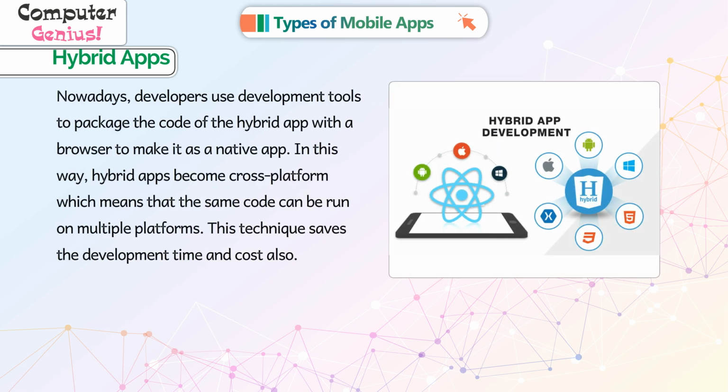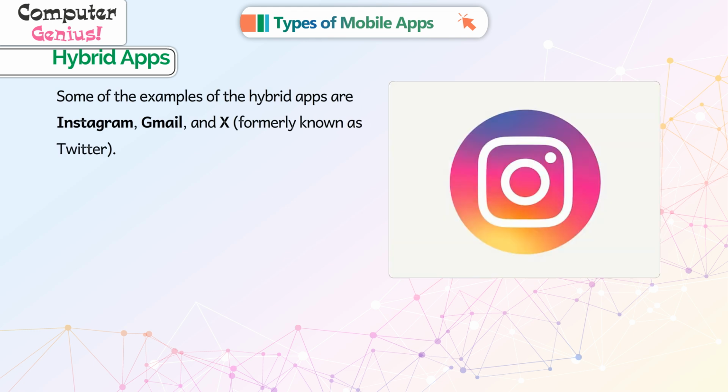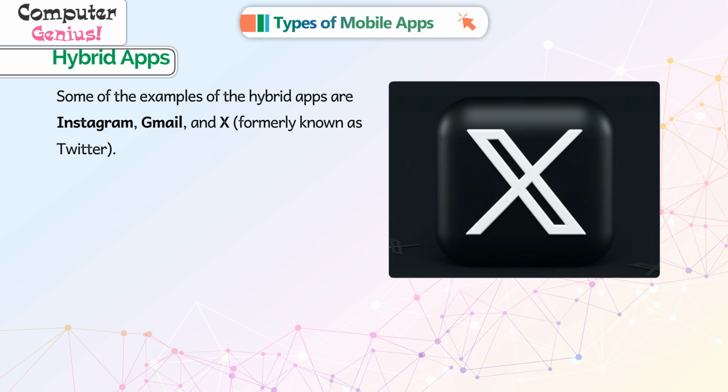Nowadays, developers use development tools to package the code of the hybrid app with a browser to make it as a native app. In this way, hybrid apps become cross-platform, which means that the same code can be run on multiple platforms. This technique saves the development time and cost also. Some of the examples of the hybrid apps are Instagram, Gmail, and X, formerly known as Twitter.